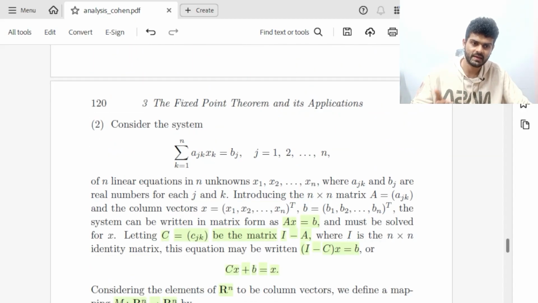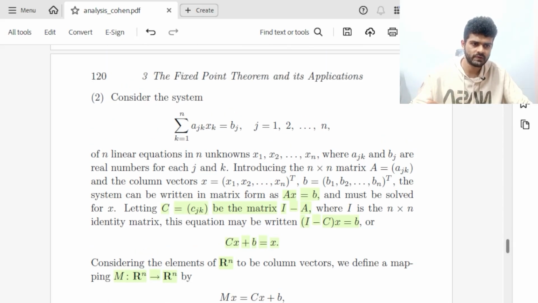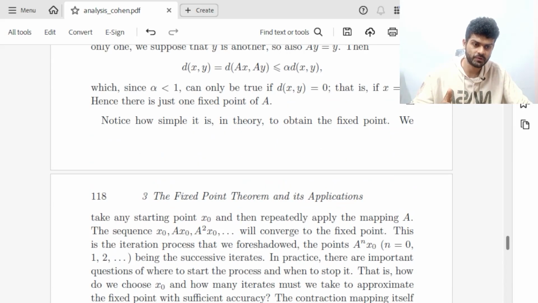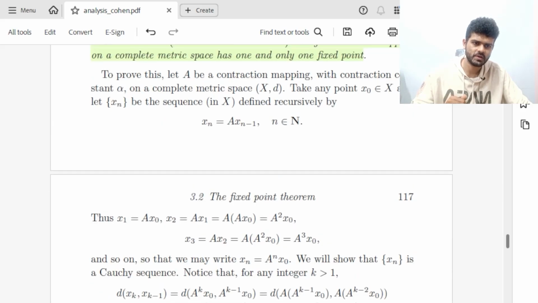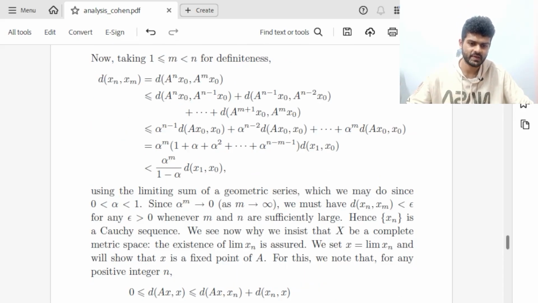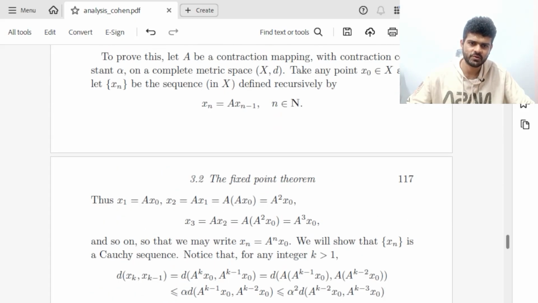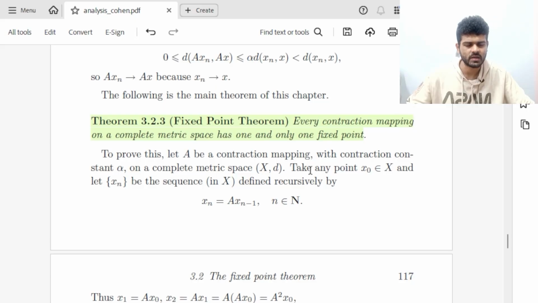That means there is an x which satisfies Mx equal to x, or Cx plus b equal to x. And there you have it. So this equation has a solution, in fact a unique solution, because the fixed point theorem tells you that there's a unique fixed point. That's the technique. It's very interesting how just by applying the fixed point theorem, you get the solution for a system of linear equations. Now, the proof of the fixed point theorem is also not hard.